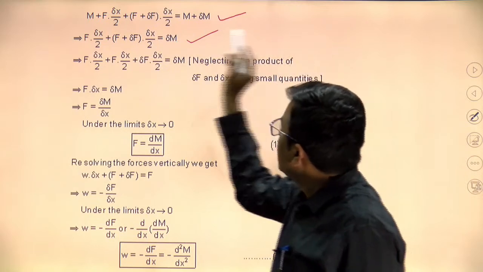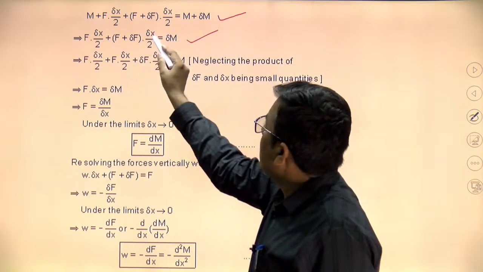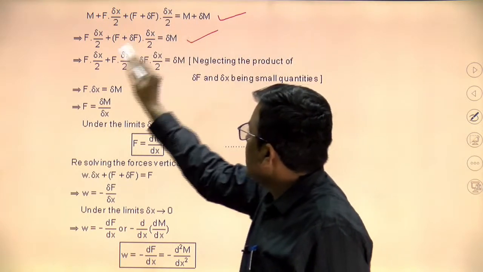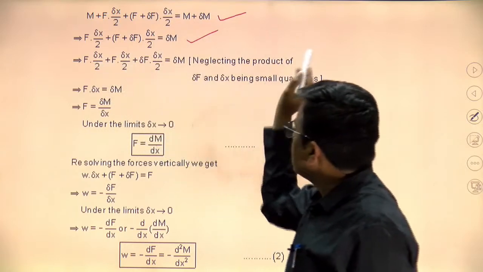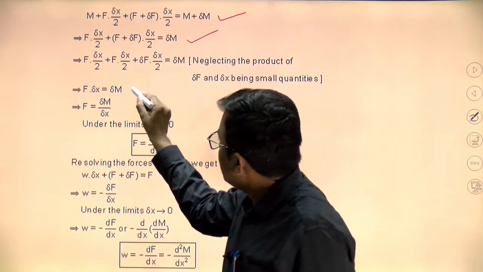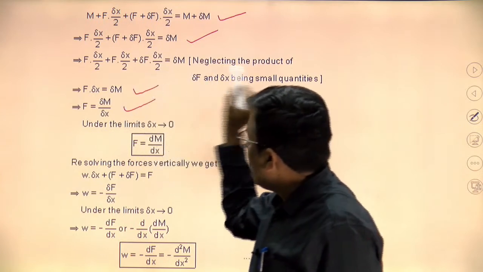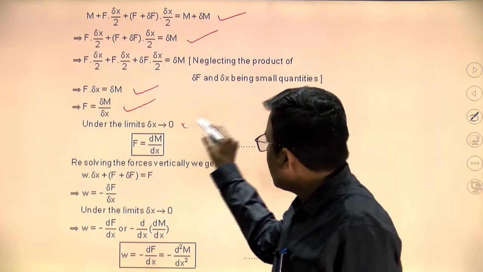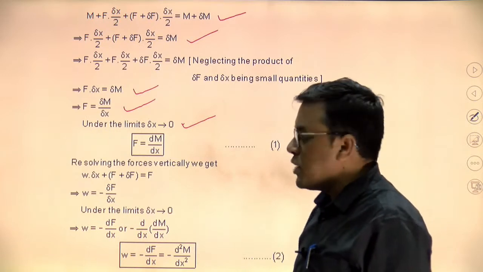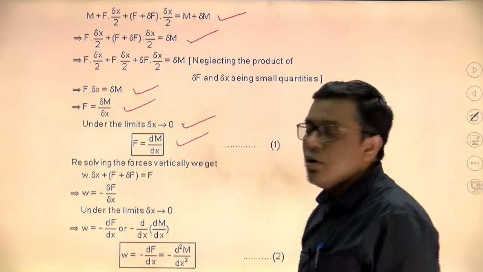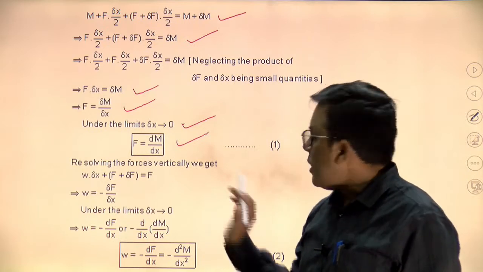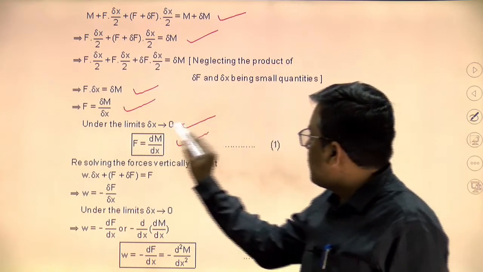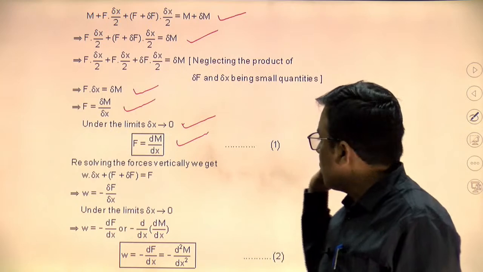Delta f and delta x both are smaller quantities, so after multiplication they become even smaller, so we neglect it. So f delta x equals delta m, and the relation comes out f equals delta m over delta x. Under the limits, when delta x tends towards 0, f equals dm over dx. So there is a differential relation between shear force and bending moment, f equal to dm over dx.